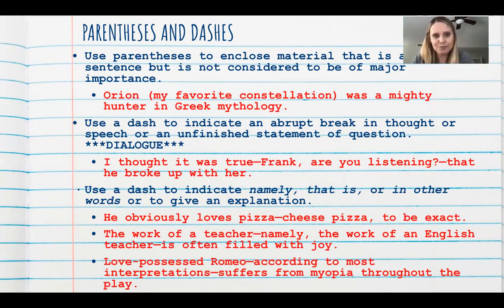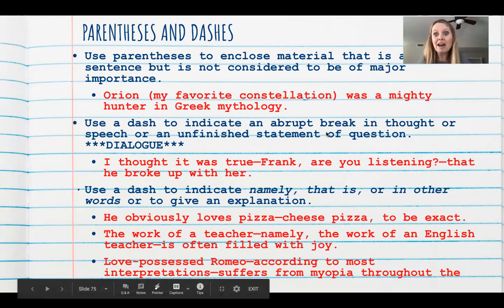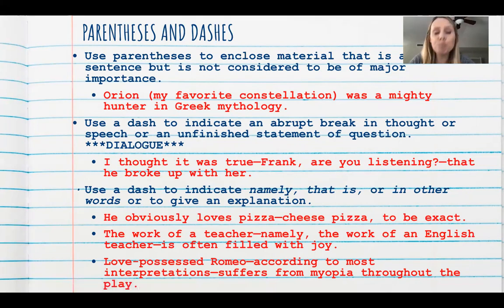For the dash, you use a dash when you want to have a very abrupt break in your sentence. So we're talking a clear interruption of what's happening. Think of someone talking in dialogue in your narrative, and then all of a sudden there's a crash and that person's interrupted, and we totally shift gears. So I thought it was true. Frank, are you listening? That he broke up with her. So see that, Frank, are you listening? It totally goes in a different direction than the rest of the sentence. So we want to make sure that's offset with dashes.